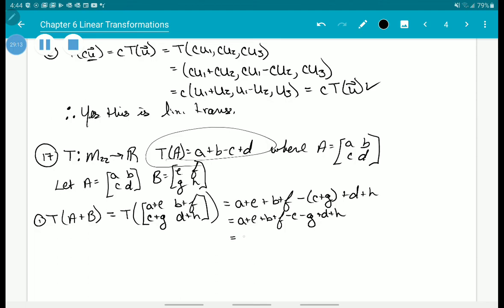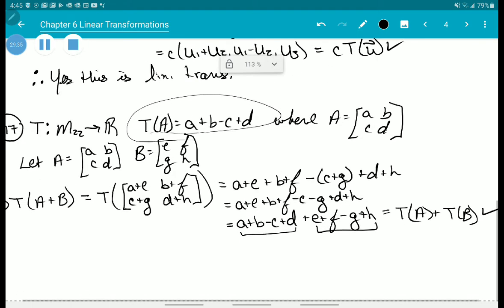So now I'm going to regroup. So there's our terms from the first matrix. And then there's our second matrix. So this is the transformation of A plus the transformation of B. So our first axiom is fine.